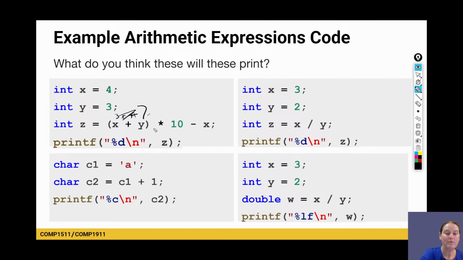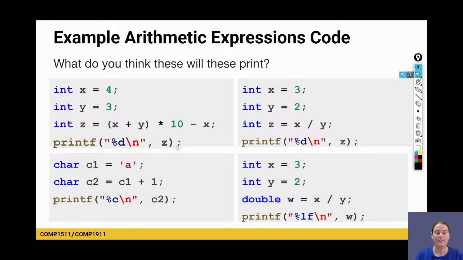Then we do the multiplication next. So we do 7 times 10 and we get 70. Then we do 70 minus x, which is 4, and we get 66. Okay, does that make sense? So we've got 3 plus 4, then we multiply it by 10, then we subtract x, which is 4, and we're printing that out. Okay.